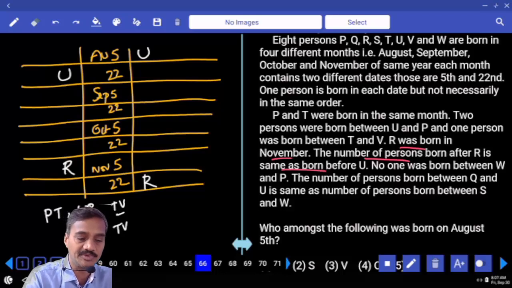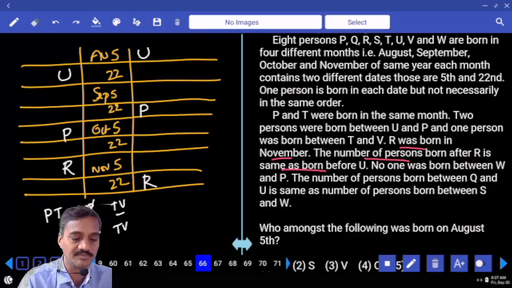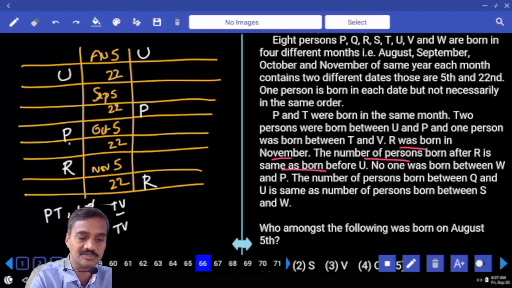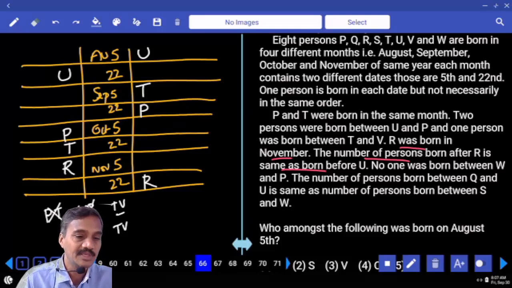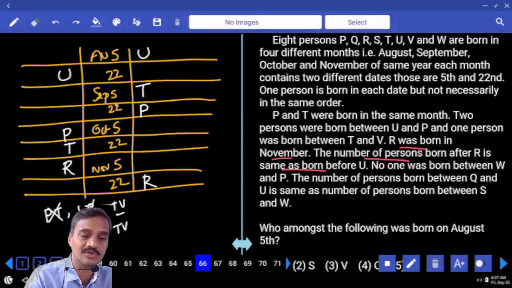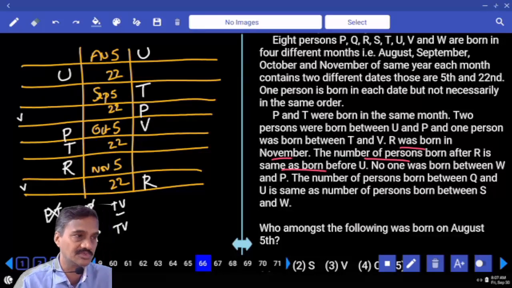And between U and P, how many people? 2 people. 1, 2, P will be here. And here again, between U and P, there must be exactly 2 people. Now P and T were born in the same month, T is here. Now in this one, T must be in the month of September. Now we have done with this information as well. Between T and V, there must be exactly 1. And in this case, V is here. But as in the first case, V can be either here or here. There are 2 different possibilities.